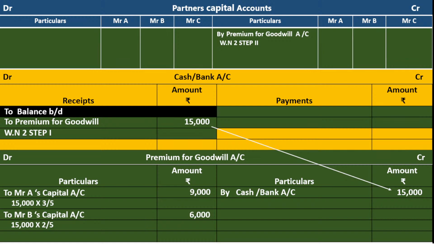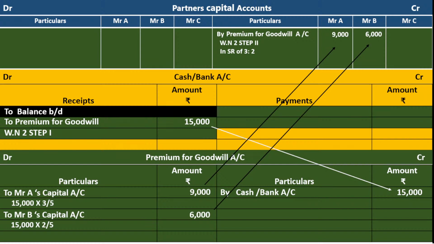Working note number 2, step number 2. Goodwill amount in the sacrifice ratio of 3:2. A 9,000, from premium for goodwill account to A's capital account. B 6,000, from premium for goodwill account to B's capital account. You check it like this. Okay.